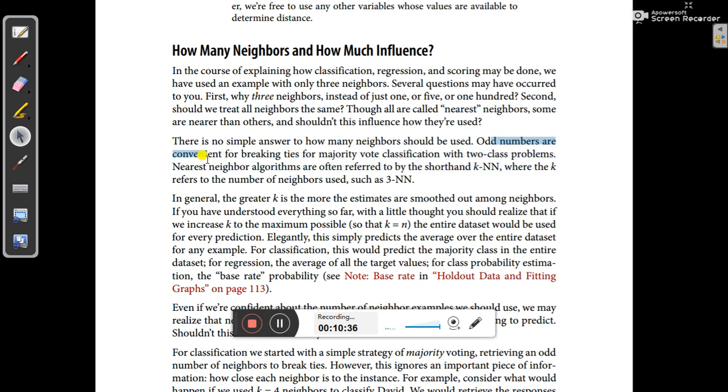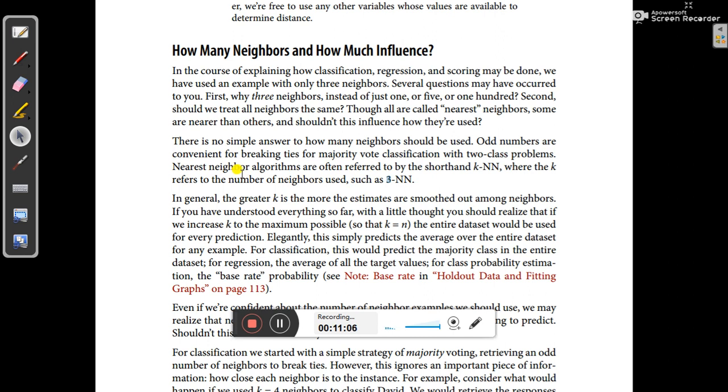So there is no simple answer to how many neighbors should be used. Odd numbers are convenient. That is why we try to take odd numbers, to break the tie. For majority vote classification with two-class problems, we can go for an odd number of neighbors. Nearest neighbor algorithms are often referred to by the shorthand KNN, where K refers to the number of neighbors used, such as 3NN. So we can choose this K value as odd.